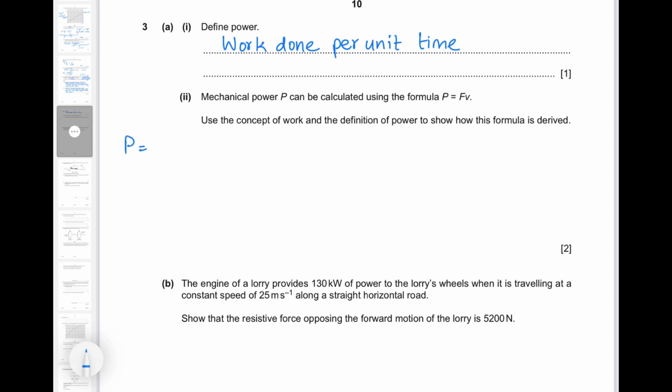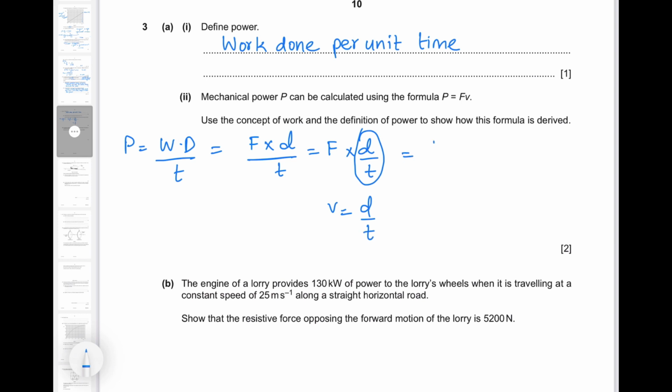So power is work done divided by the time taken. Work done is the force multiplied by distance moved in the direction of force, divided by time taken. So as you can see over here, we've got force multiplied by distance over time. Distance over time is speed, which means that power is equal to force multiplied by the speed.